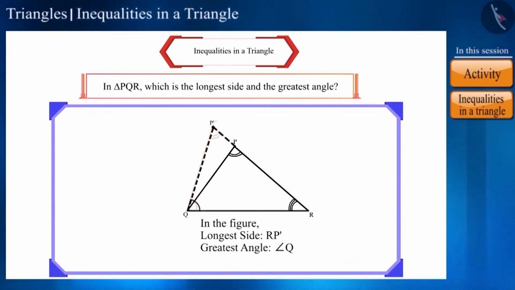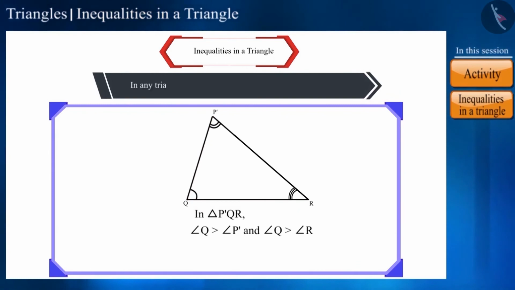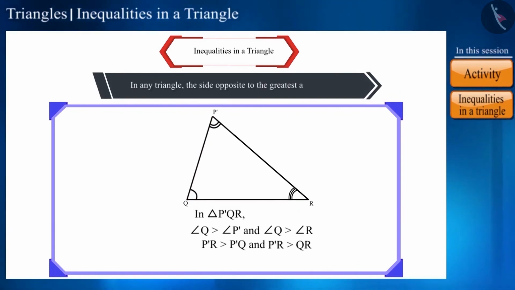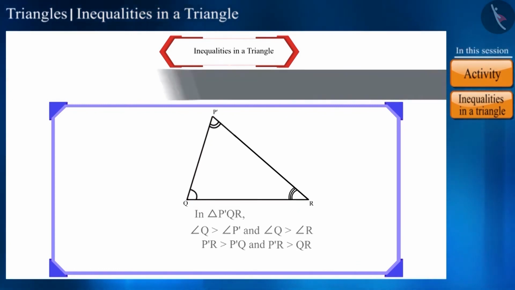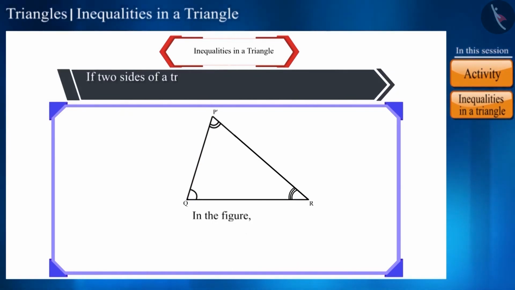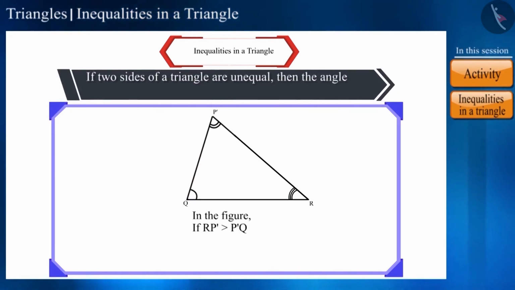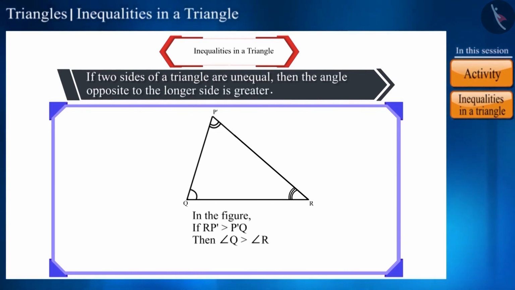There are 2 theorems based on this concept. In any triangle, the side opposite to the greatest angle is longer. If 2 sides of a triangle are unequal, then the angle opposite to the longer side is greater.